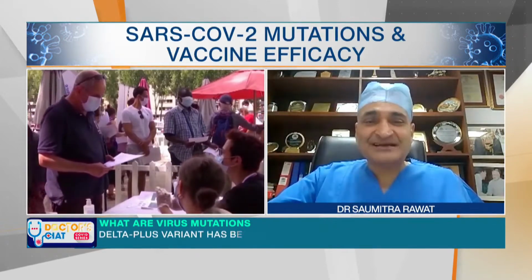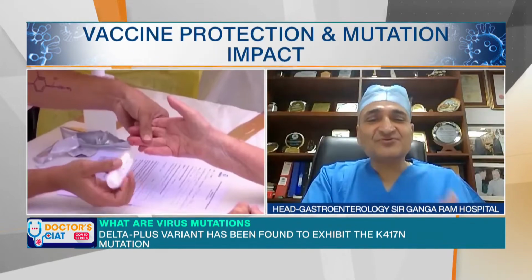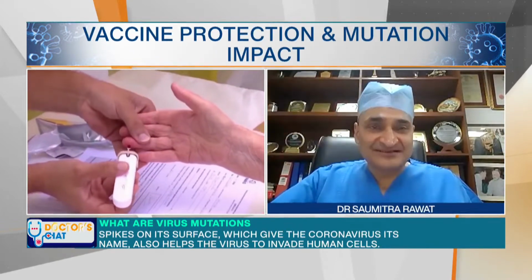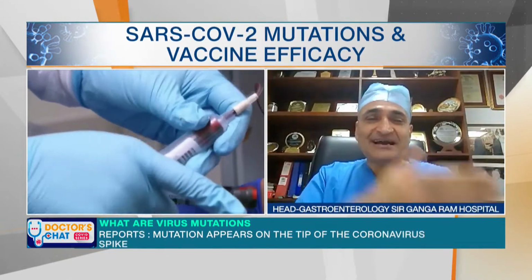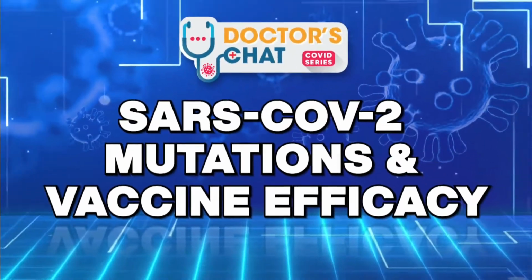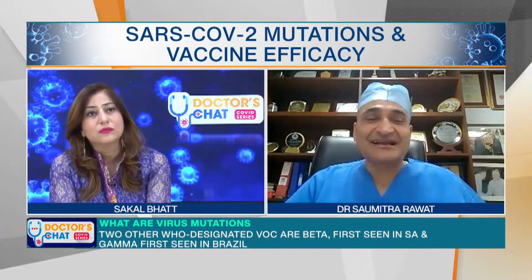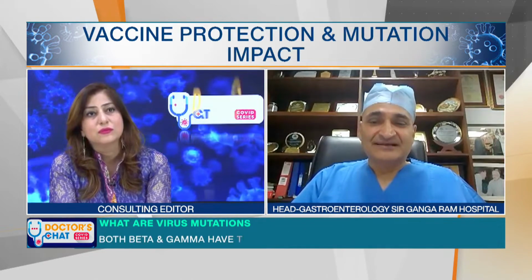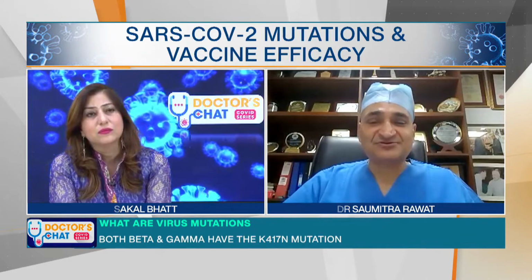Then there was a beta wave in South Africa. Then a gamma wave, which was in Brazil in November 2020. And obviously, both beta and gamma waves created havoc in South Africa and Brazil. Then we come to the Delta wave, which came in India. So it became a virus of concern because there was increased transmission and increased virulence. That is why we say it is a virus of concern.